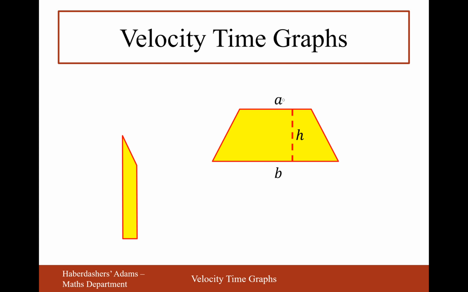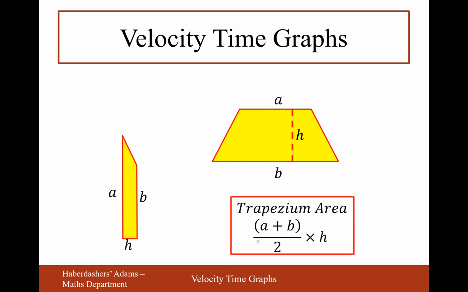And the way we work out the area of a trapezium is we do the two parallel lengths, add them together, divide it by 2 to find an average width, and then times it by the height. In this case, it's going to be on its side. So this side here is going to be A, this side here is going to be B, and the height is actually the width of the shape. And the formula is A plus B divided by 2 times by H.